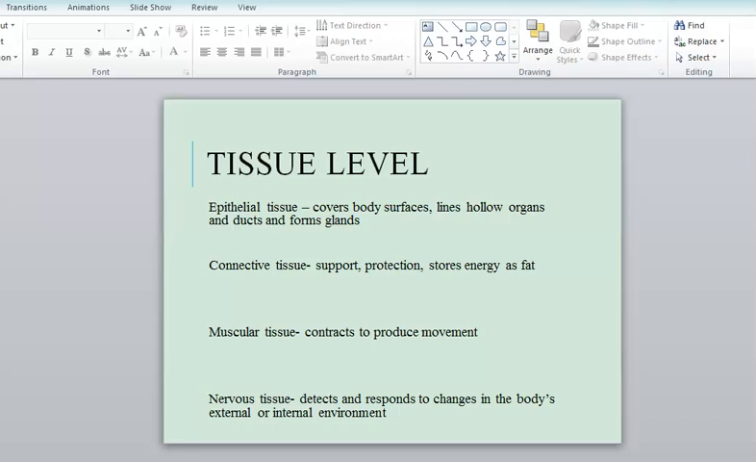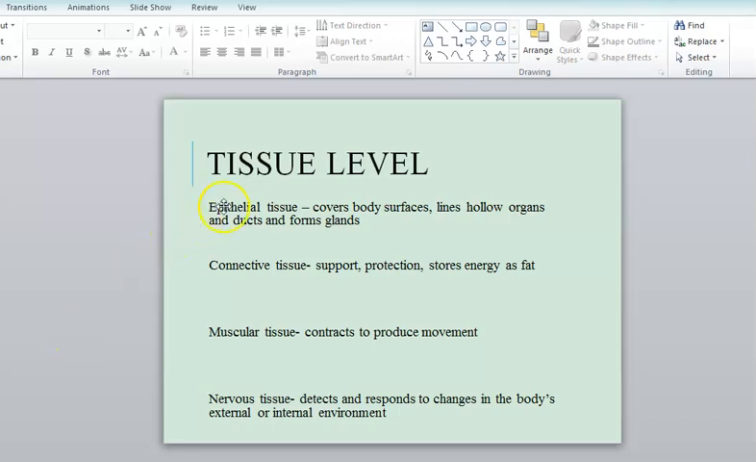The next is muscular tissue. It contracts to produce movement. Then next is the nervous tissue. This is a part of nervous system. It detects and responds to changes in the body's external or internal environment. Nerve cells, otherwise called neurons, they combine together to form the nervous tissue.